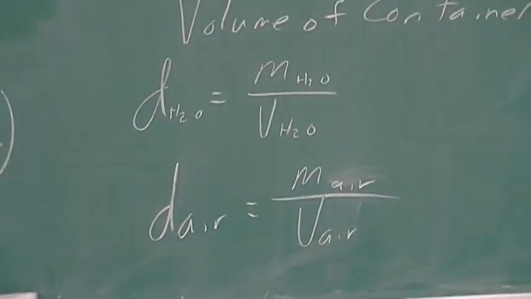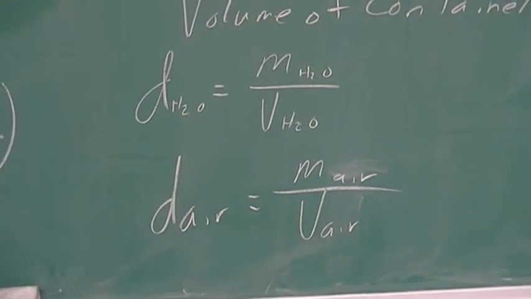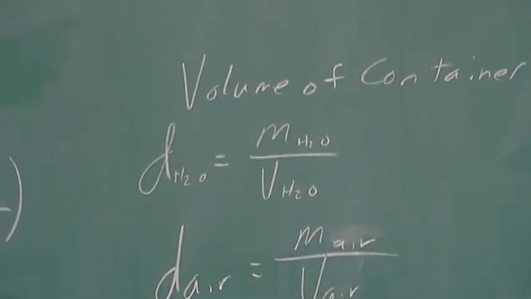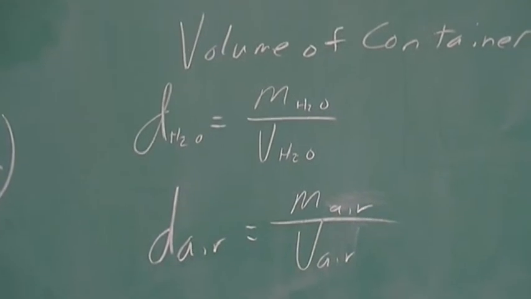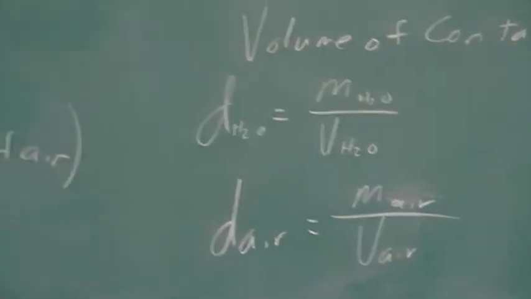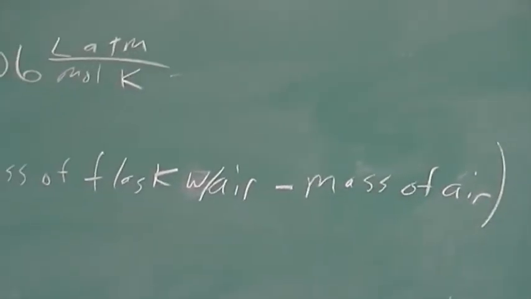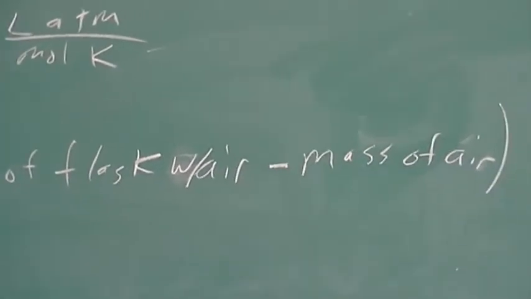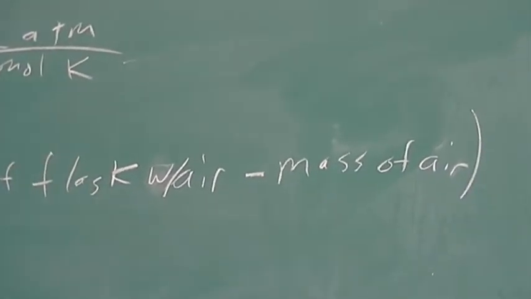And so in order to find our mass of air, now that we know the volume of air and above we have the density of air, we will then have our mass of air, which we can subtract from our flask that has air. We subtract out the mass of air.